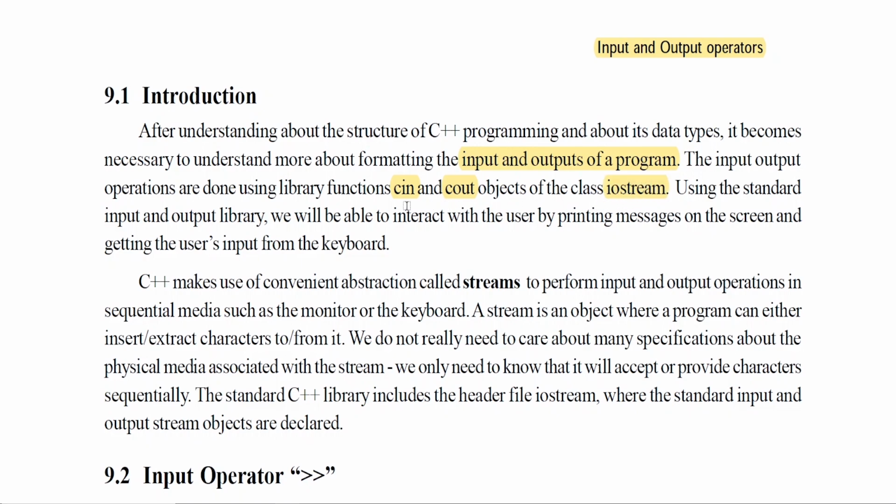If you want to use this cin and cout, in the header section we have to include iostream.h. So using the standard input output library, that is iostream.h, IO means input output stream. We are able to interact with the user by printing messages on the screen and getting the user's input from the keyboard. That is, if you want to provide something from the keyboard and you want to see it on the screen, then we have to use this iostream.h through the cin and cout.